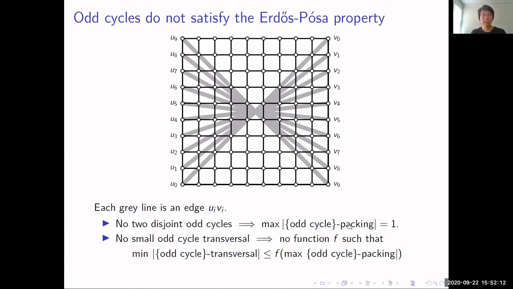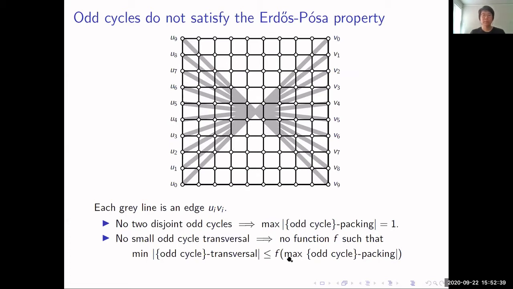So the maximum size of a packing of odd cycles is 1. But there also isn't a small hitting set. So for example, here there are 10 vertices on each side. If you delete 9 vertices in the grid, no matter how you delete them, there will always remain an odd cycle. Okay, and you can make this grid as big as we want.